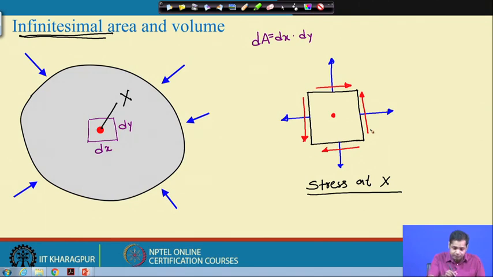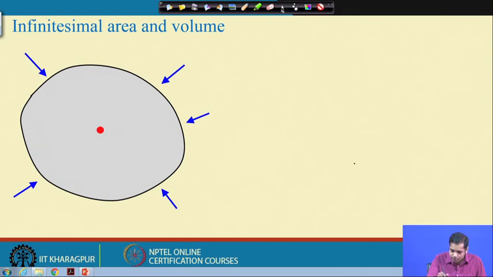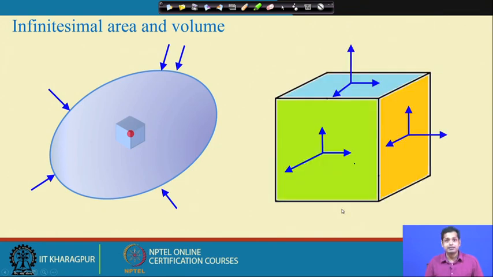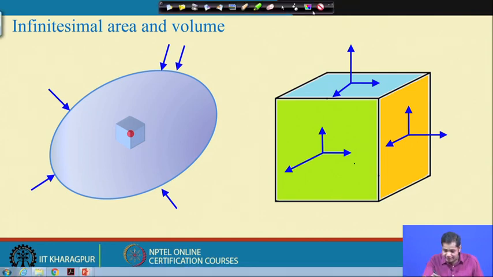Now, similarly, if we take a 3-dimensional object which is subjected to this kind of load, and then take a point, around this point we consider a volume like this. It will be dx, dy, and dz. And this volume is very small, an infinitesimal volume.